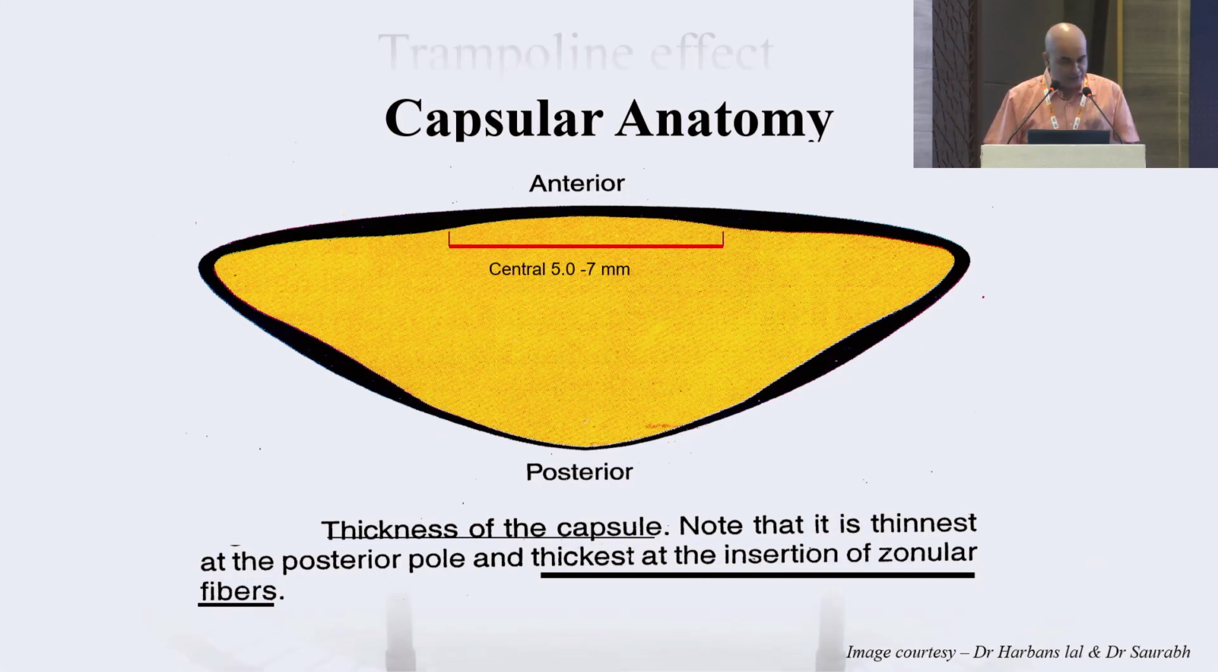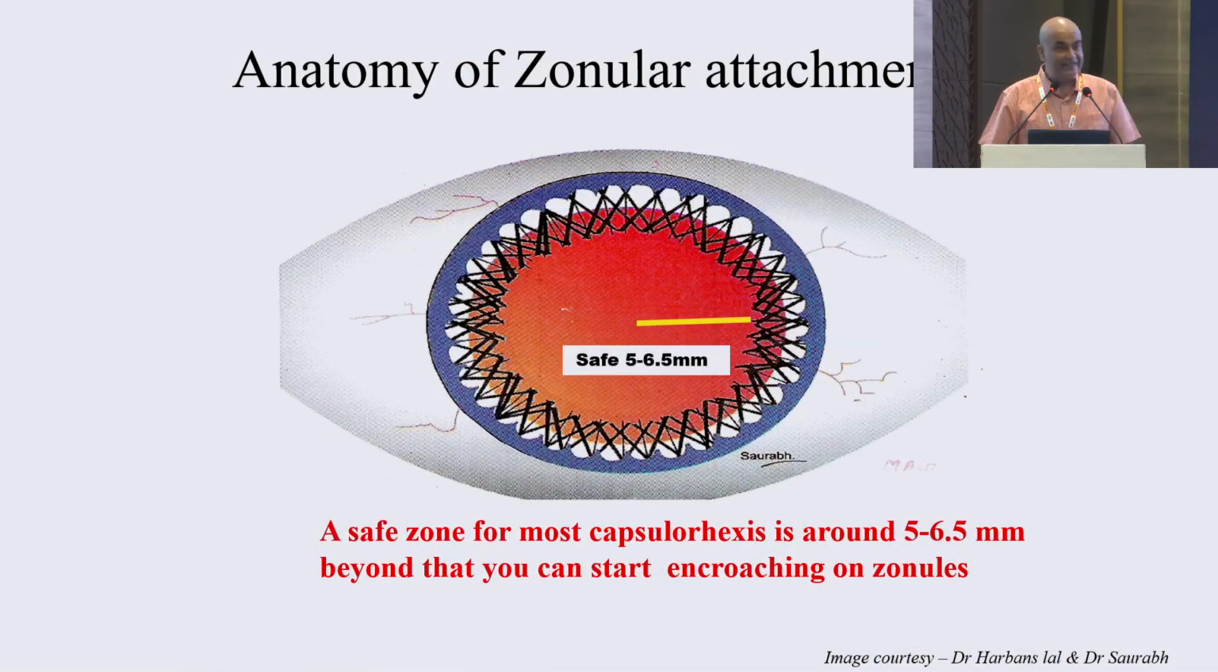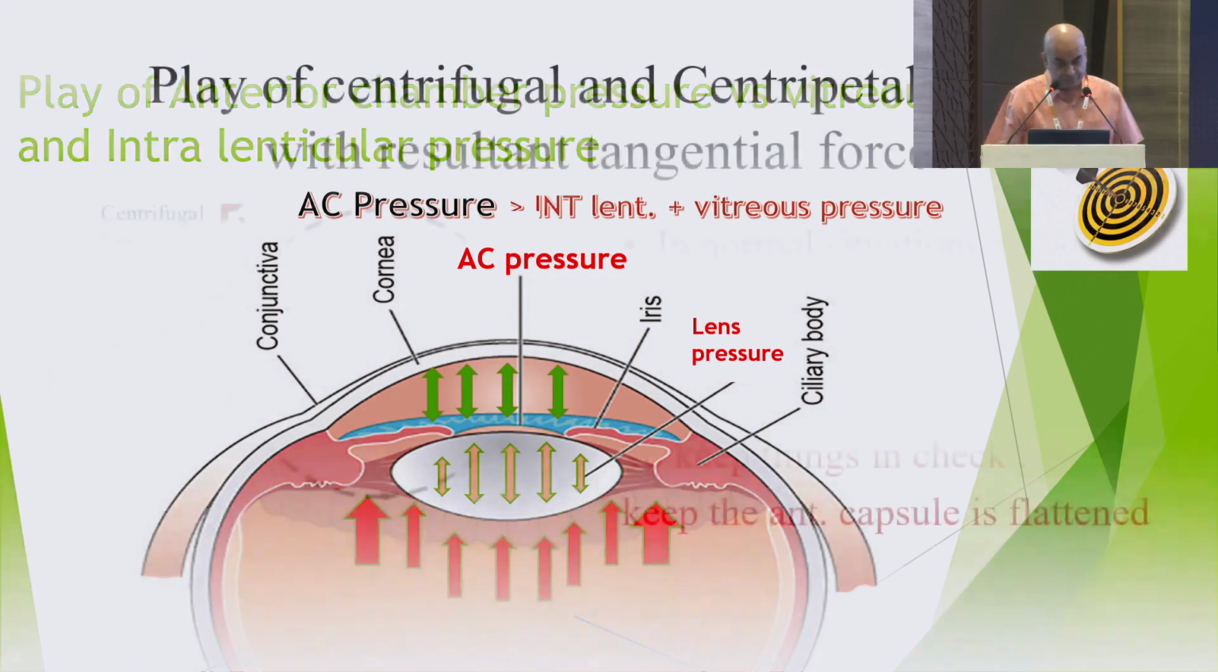So once you've understood this, now I'll get into the physics. This is actually how the anterior capsule and posterior capsule are pulled by the zonules. And this is the zone where you should be restricting your capsule rhexis. Now you need to balance the intralenticular pressure and the vitreous pressure against the anterior chamber pressure. The anterior chamber pressure has to be higher than them, only then the anterior capsule will be flattened. If you have a flattened anterior capsule, which means your anterior zonules are relaxed, you're in a safe zone.